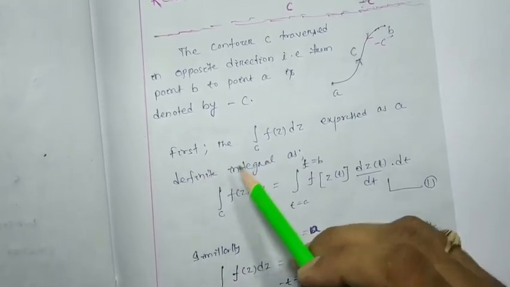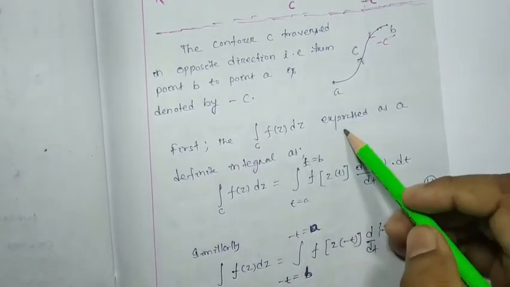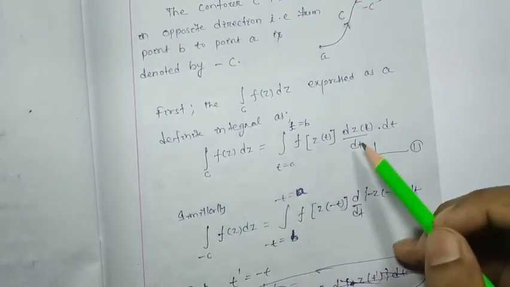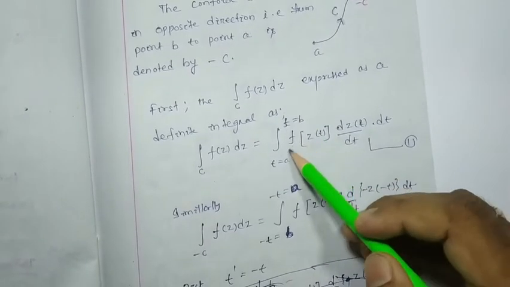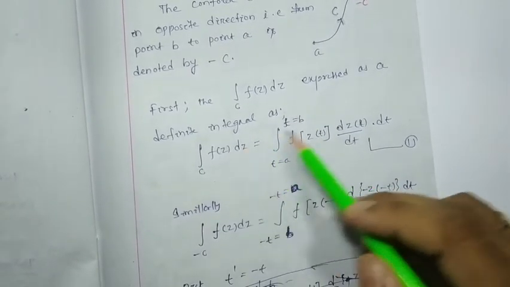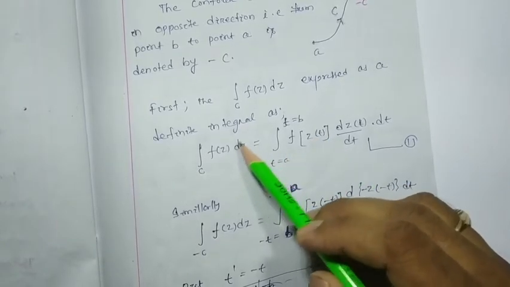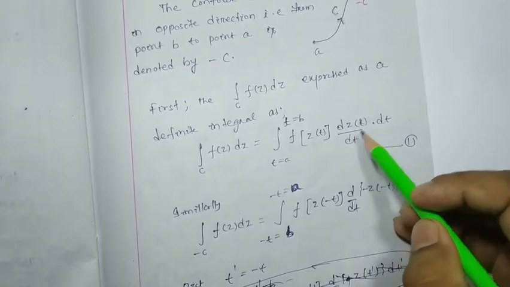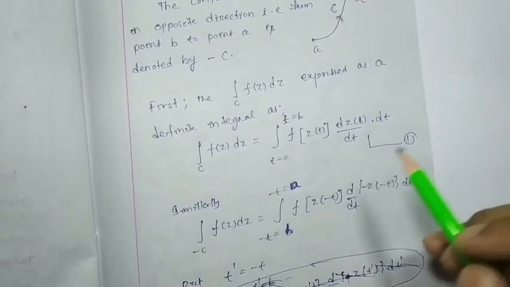Opposite direction. First, the contour integration of f(z) dz is expressed as the definite integral from t equal to a to t equal to b, where f of z is nothing but f of z(t), and dz can be written as d z(t) by dt into dt. Let this be equation number 1.